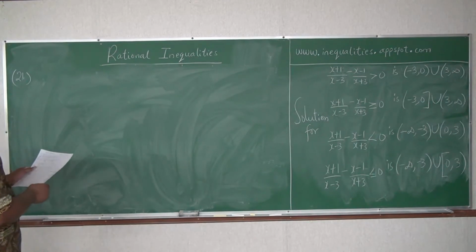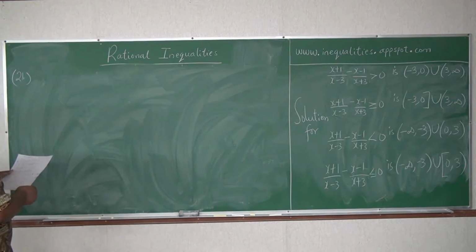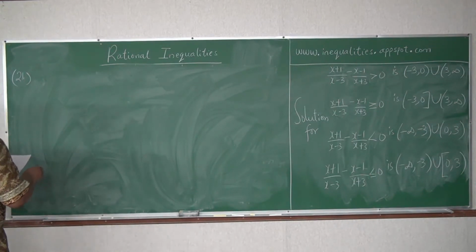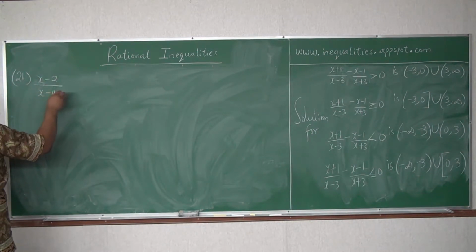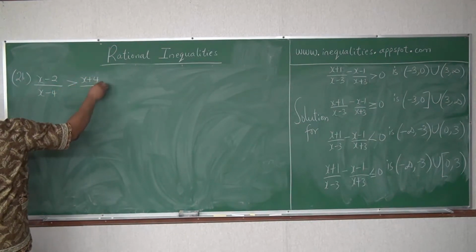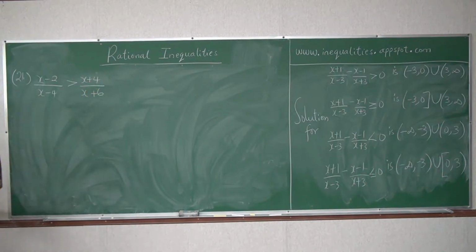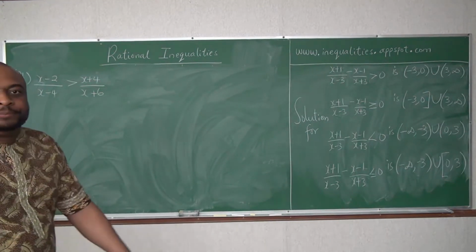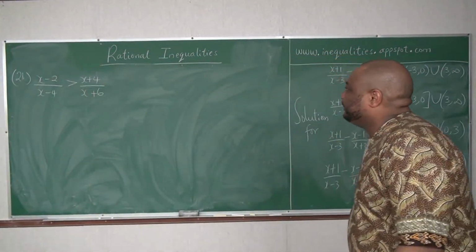We have here (x minus 2)/(x minus 4) is greater than (x plus 4)/(x plus 6). Okay.